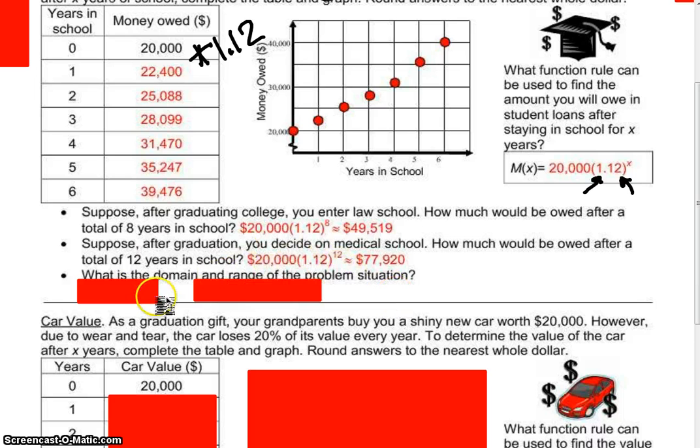What is the domain and the range? Domain is your x values, and so it would be greater than or equal to 0 because you've got to start with 0 as the smallest number of years. And the range, the least you can owe is 20,000, so it's greater than or equal to 20,000.